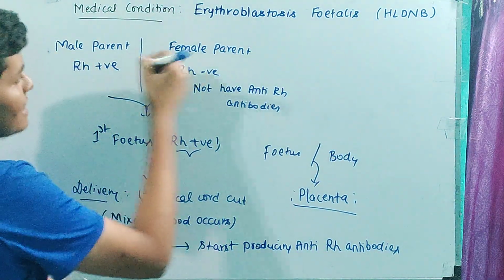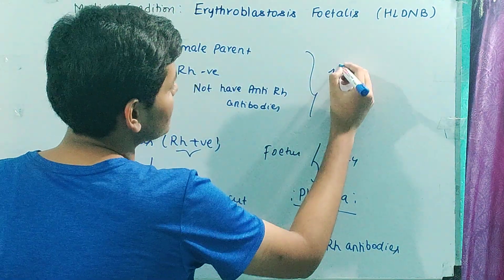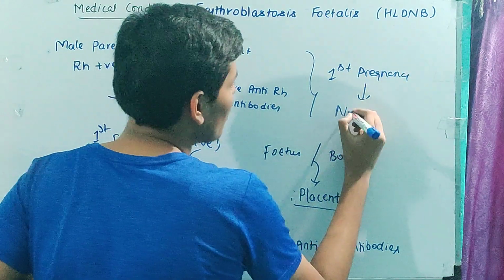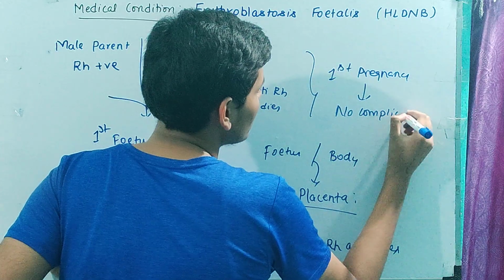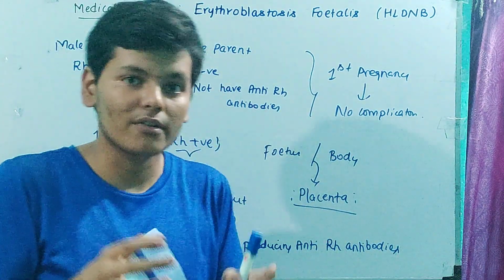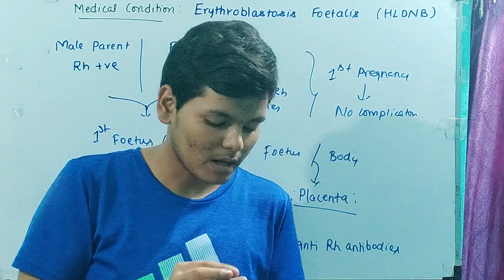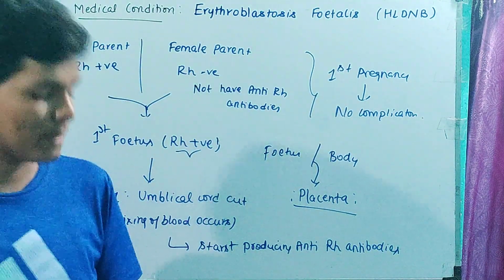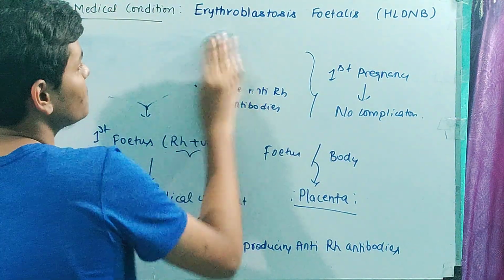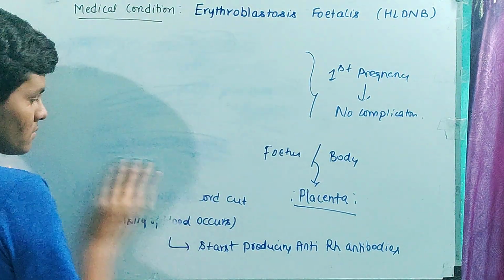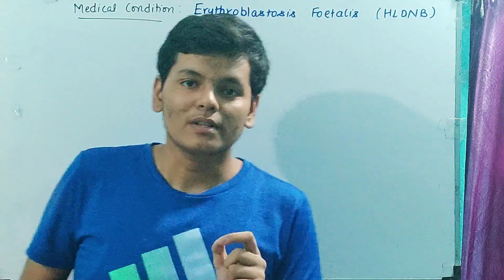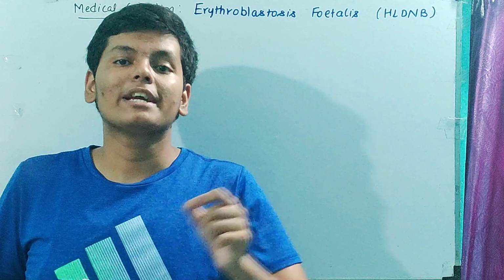Now everything which has happened was about the first pregnancy. So in the first pregnancy there is no complication, because the fetus blood and the mother's blood were not fused during the first pregnancy. Now the complications start appearing from the second pregnancy onwards. So let us see what happens during the second pregnancy.